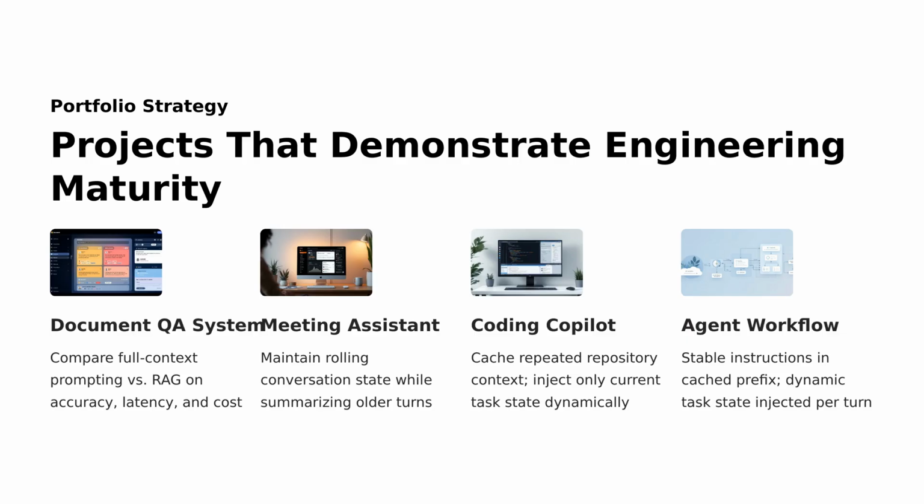This portfolio strategy highlights projects that show real engineering maturity. In the document QA system, we compare full context prompting with retrieval-augmented generation on accuracy, latency, and cost. The meeting assistant keeps a rolling conversation state while summarizing older turns. The coding copilot caches repeated repository context and adds only the current task. And in the agent workflow, stable instructions stay in a cached prefix, while dynamic task state is injected each turn.